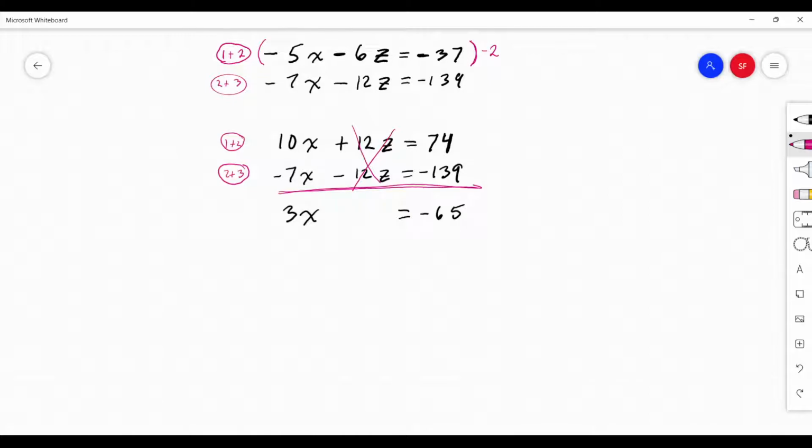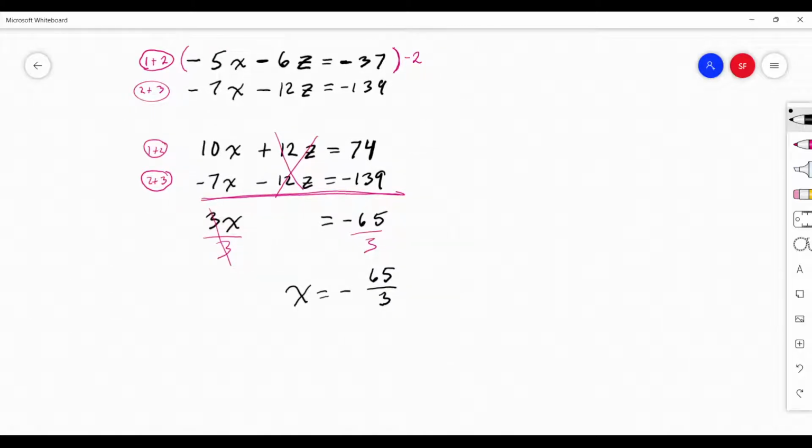Fractions are just numbers, right? So the last thing we're going to do, of course, to solve this guy here is to divide by 3. We're going to divide both sides by 3. This 3 over here cancels, so our x ends up equaling negative 65 thirds. 3 doesn't go into 65, so that's as simple as that gets. So there's our first answer, right?